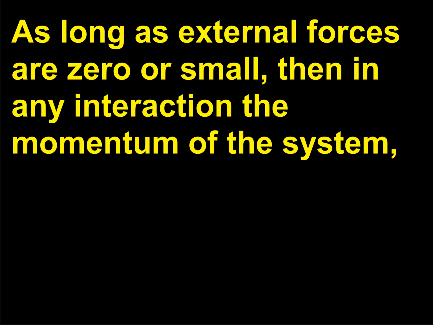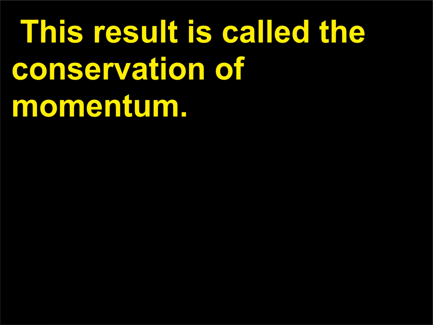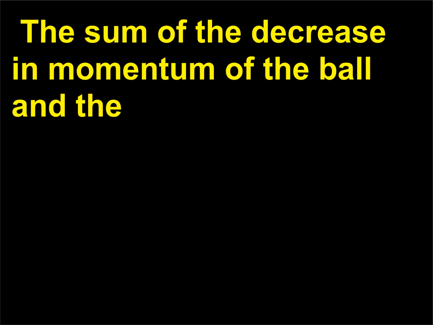As long as external forces are zero or small, then in any interaction the momentum of the system, in this case the ball, you, and the chair, will be constant. This result is called the conservation of momentum. The sum of the decrease in momentum of the ball and the increase in momentum of you and the chair will be zero.